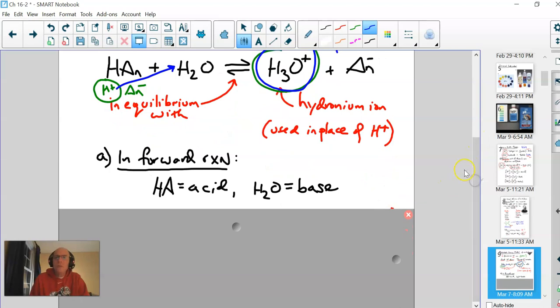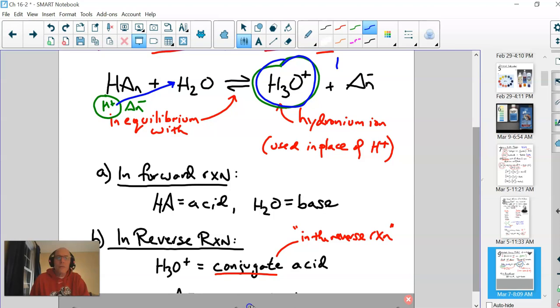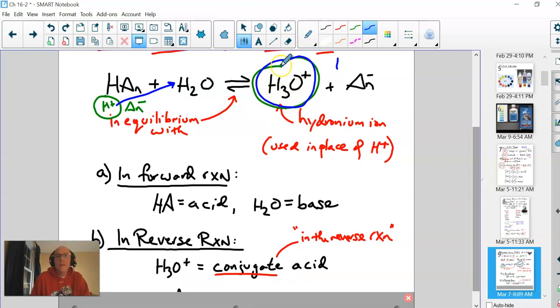But there's also a reverse reaction. Let me scroll it right to here. Okay, in the reverse reaction, we have a thing called a conjugate acid. So notice, think about this. In the reverse reaction, we have H3O plus going this direction, back to the left, and donating an H plus because it loses it. It turns back to water. And that H plus goes to the An minus to form the original molecule. So in the reverse direction, H3O plus is acting like an acid here. And that's called the conjugate acid.